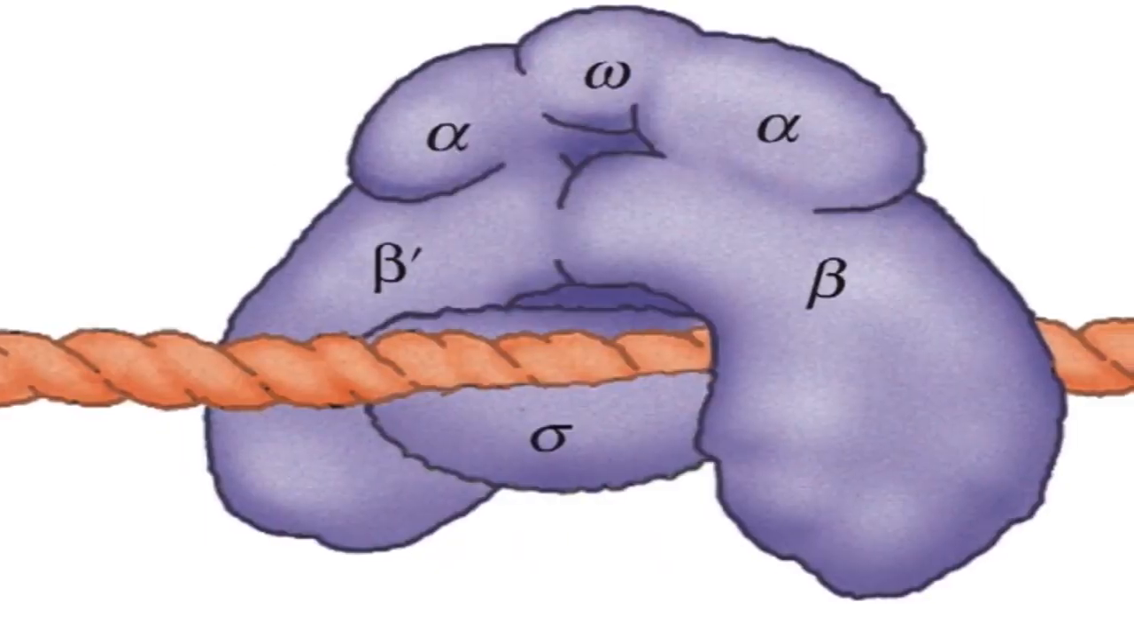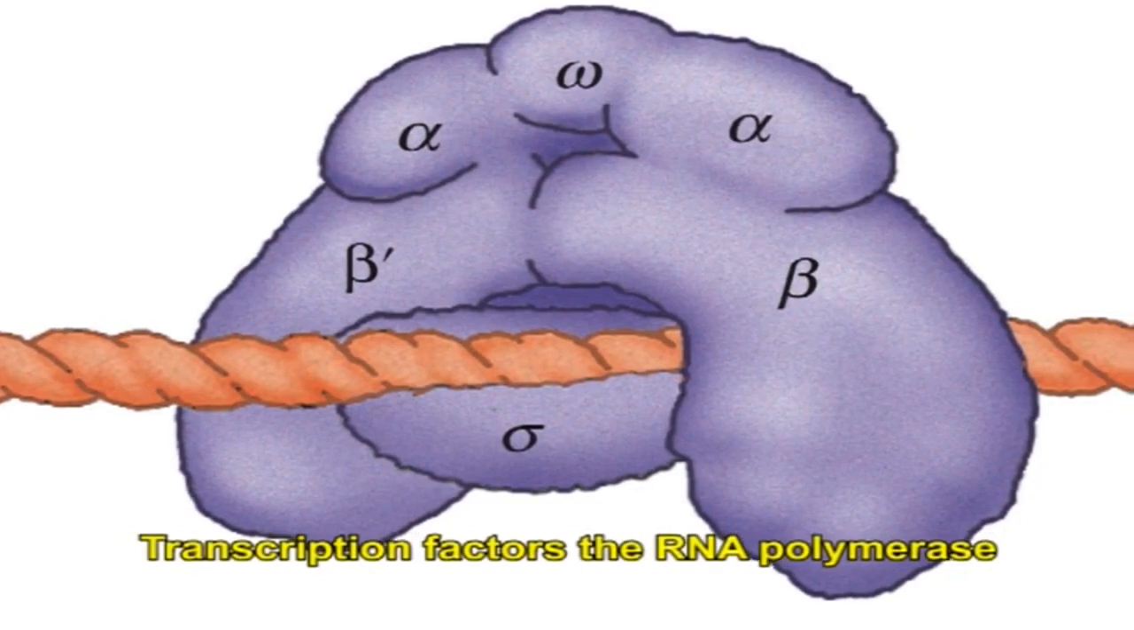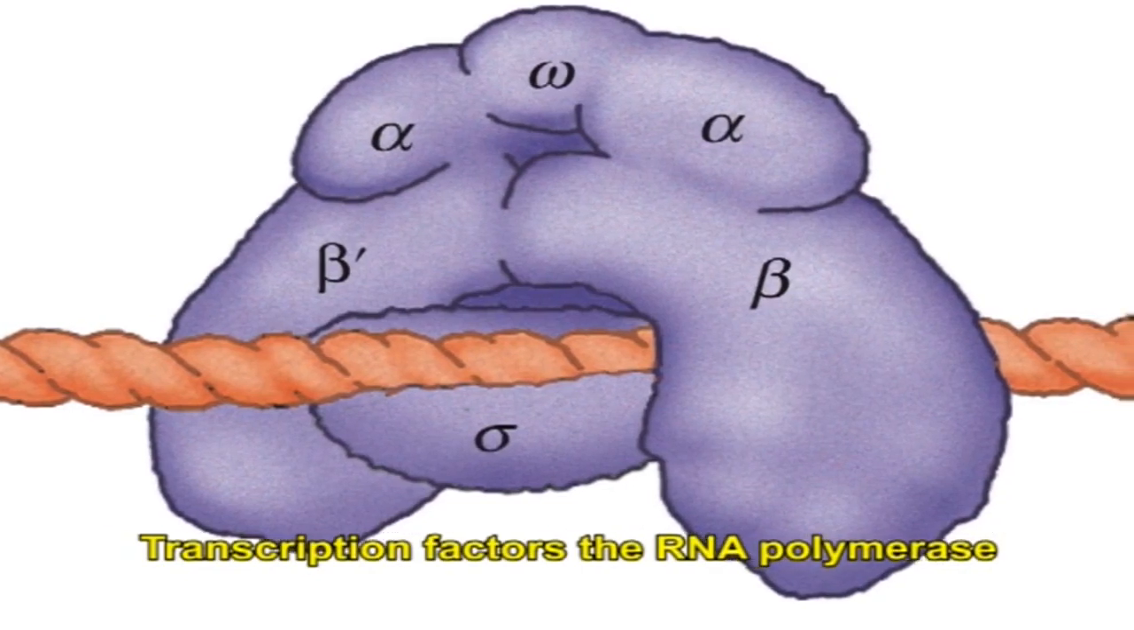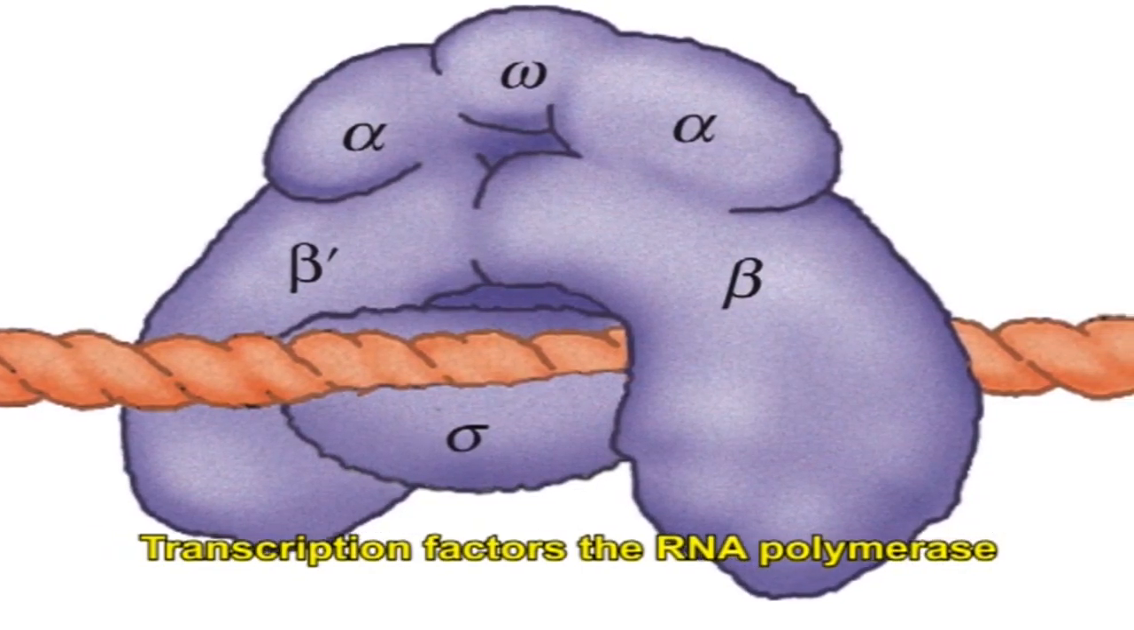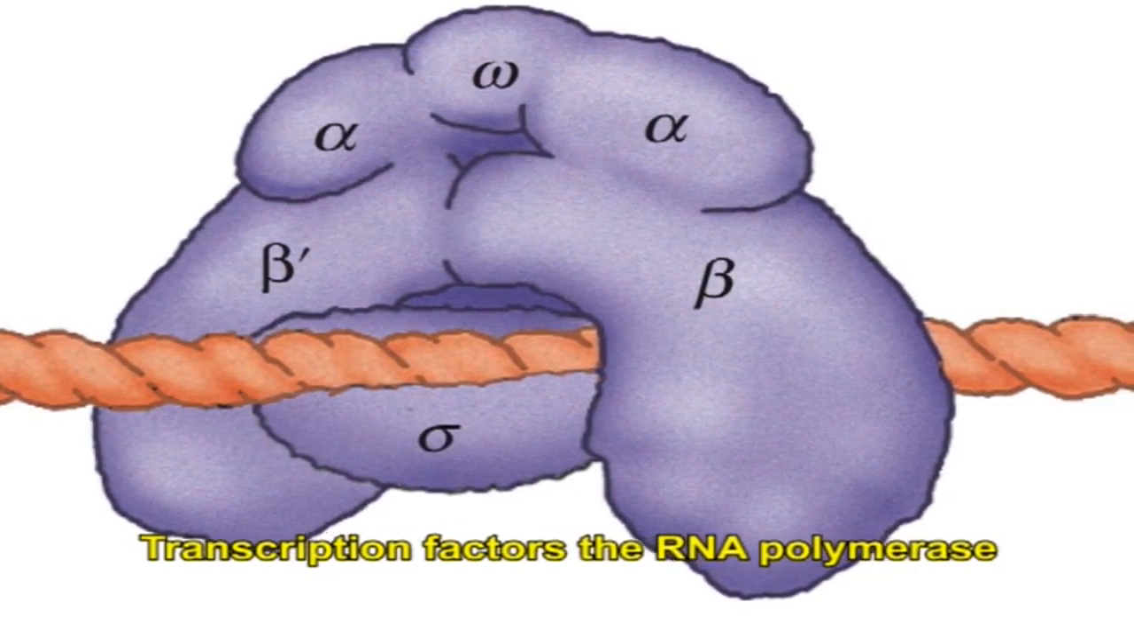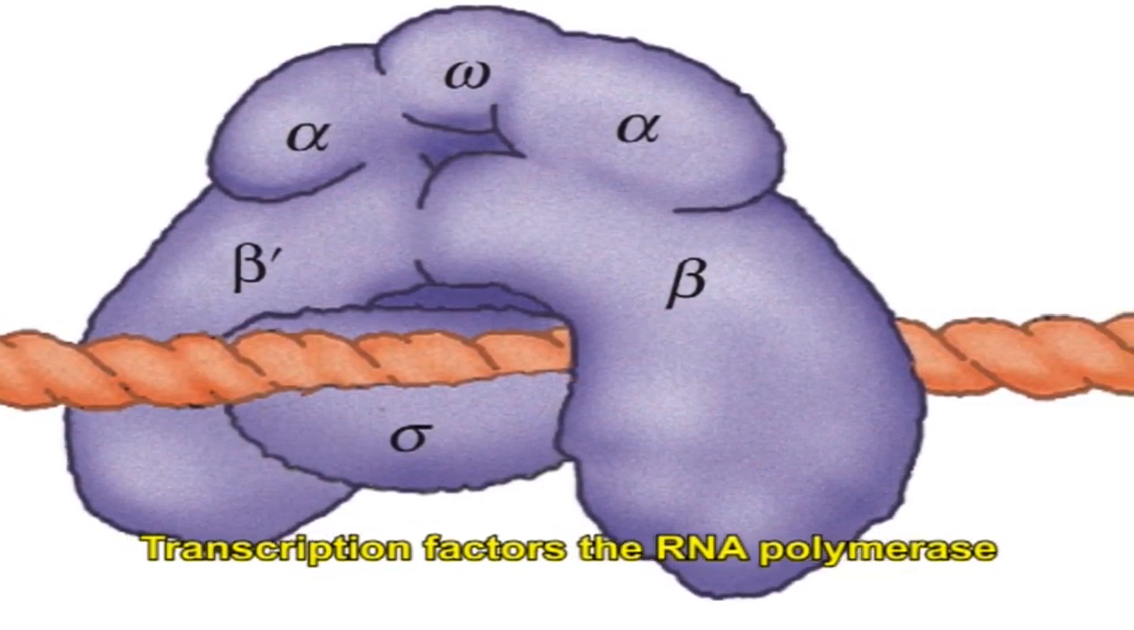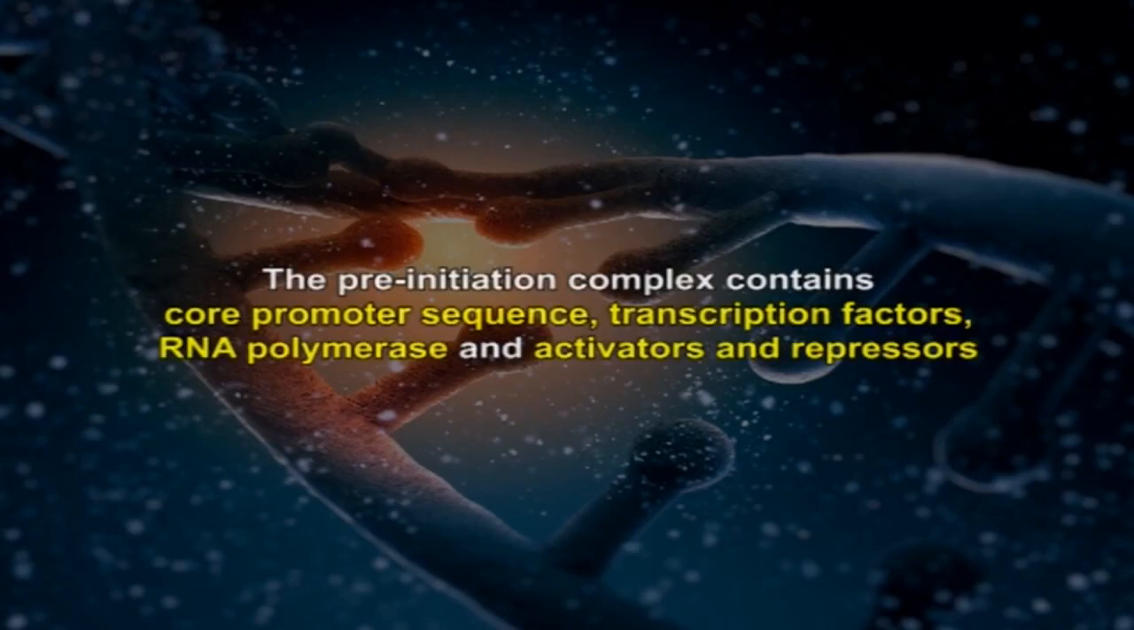With the help of various transcription factors, the RNA polymerase can bind to the various promoters. A type of core promoter known as a TATA box is a short DNA sequence in eukaryotes. The pre-initiation complex contains the core promoter sequence, transcription factors, RNA polymerase, and activators and repressors.